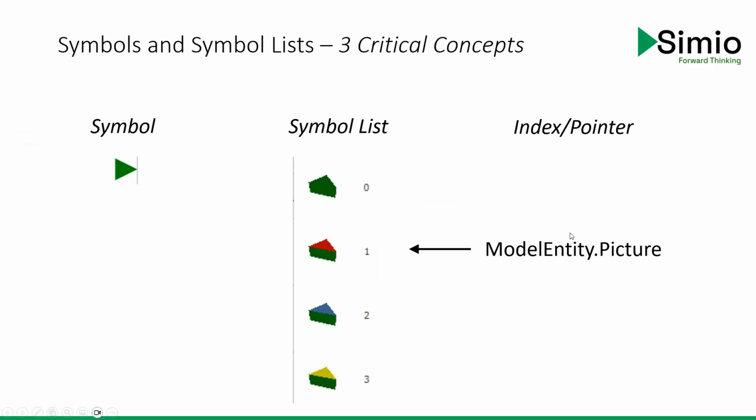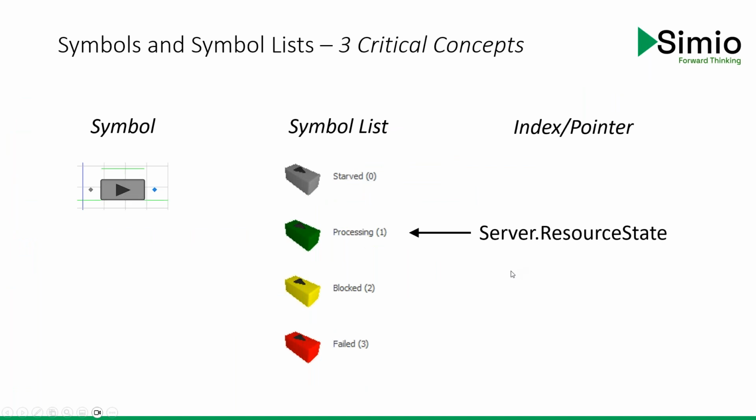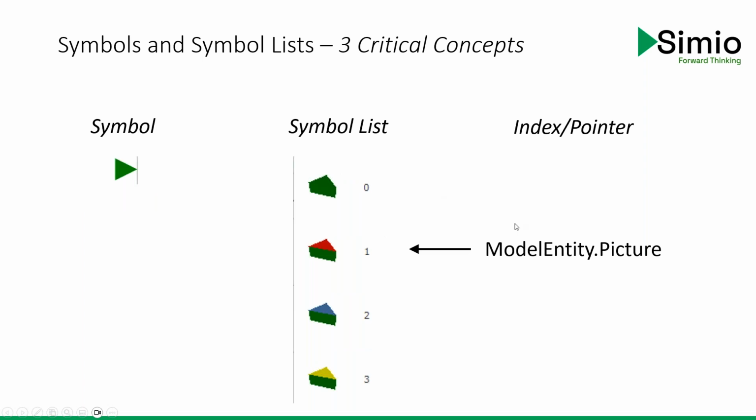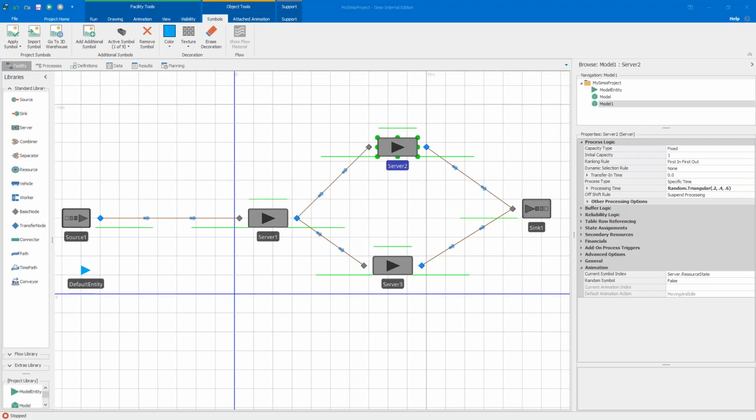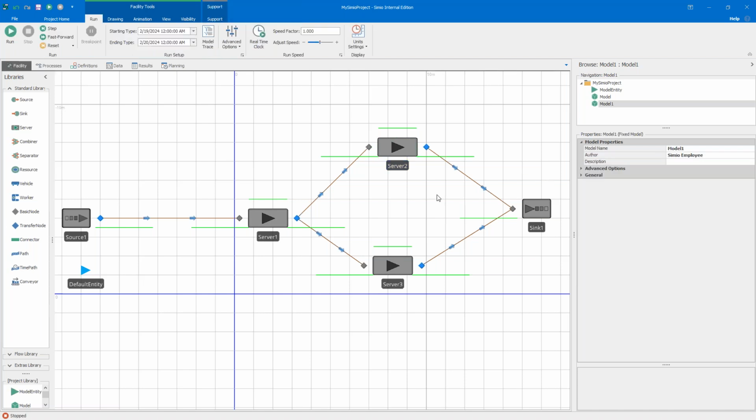So again, back to my PowerPoint, these are identical concepts in that we have a symbol list, we have an index and pointer. The only difference is this pointer is model entity.picture for my entity and server.resource state for my server. And so this symbol and symbol list concept is really important. So another thing I want to look at is how we change the symbols themselves.